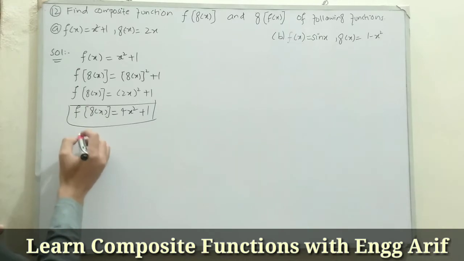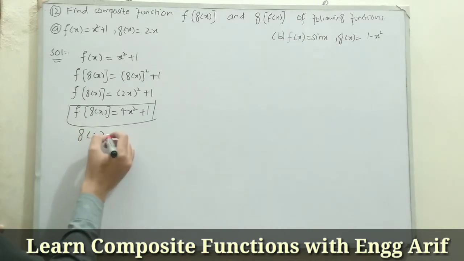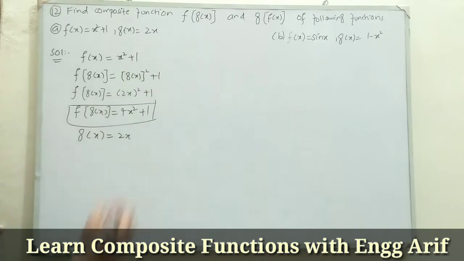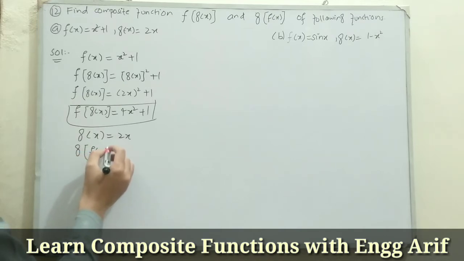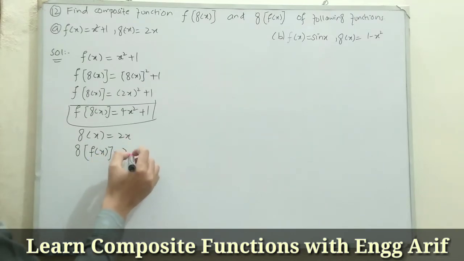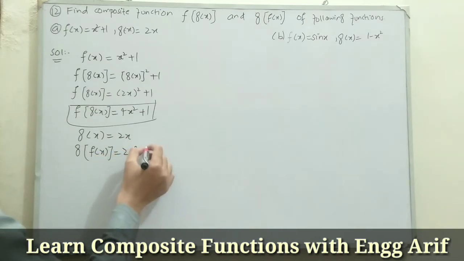So for g of f of x, I will take g of x, which is equal to 2x in the given question. Now replace this x with f of x, because here we replace x with f of x. So it becomes g of f of x.